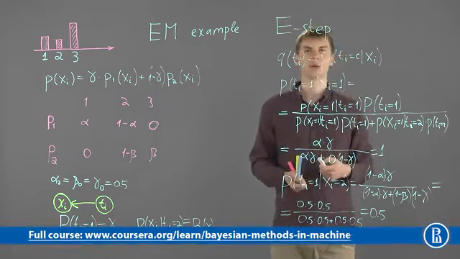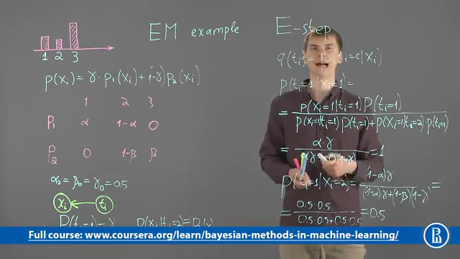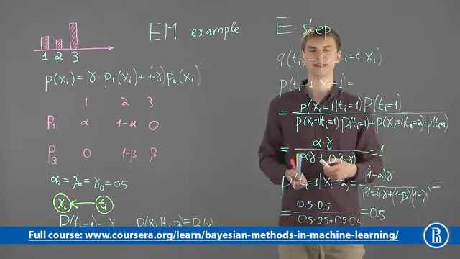So in the next video we will discuss the M step, so how to update the values of parameters by using these computed conditional distributions on the latent variable.